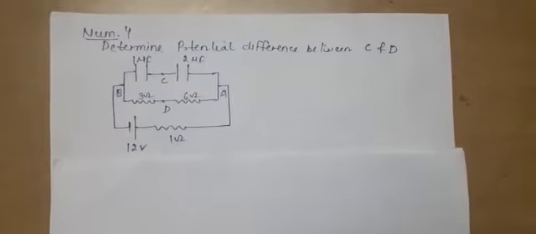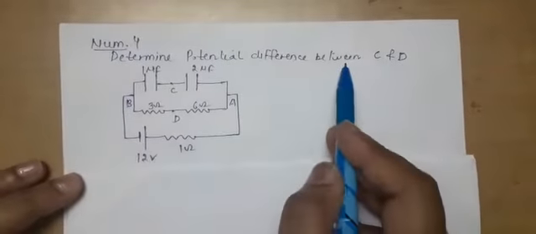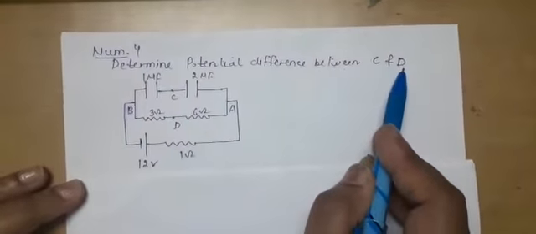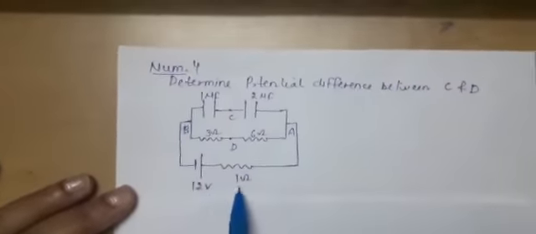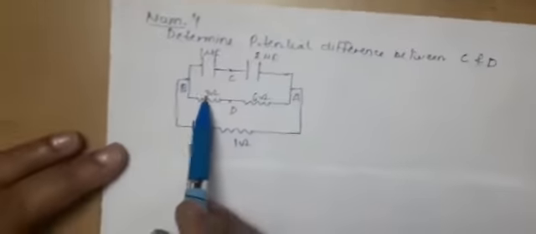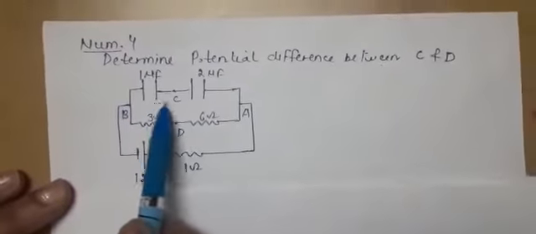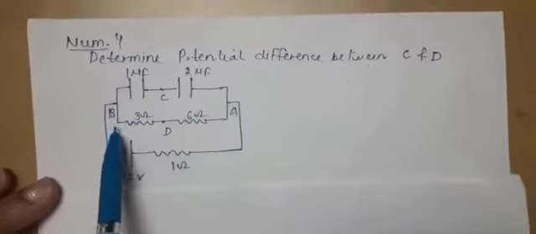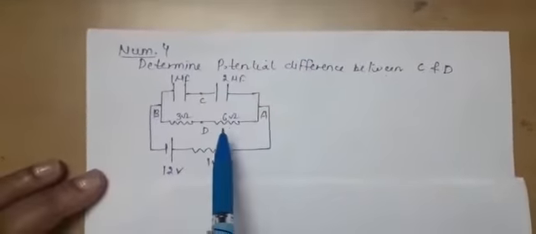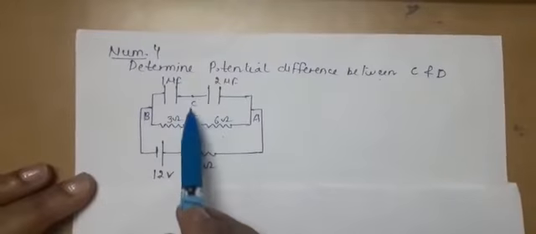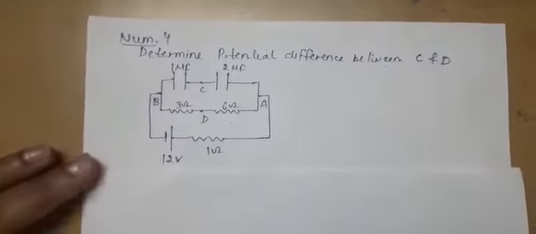Now next numerical, determine potential difference between C and D as shown in the figure. See in the figure, one battery and resistance is connected to the combination where two capacitors are connected in series, and that is in parallel combination with the combination of two resistances in series. So you have to find potential difference between point C and D.